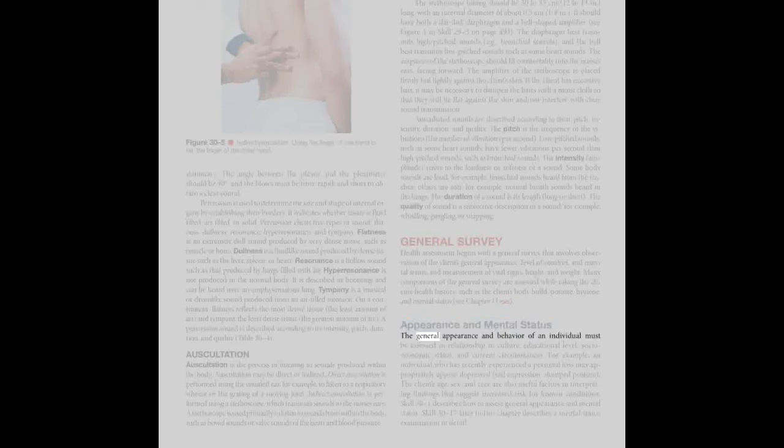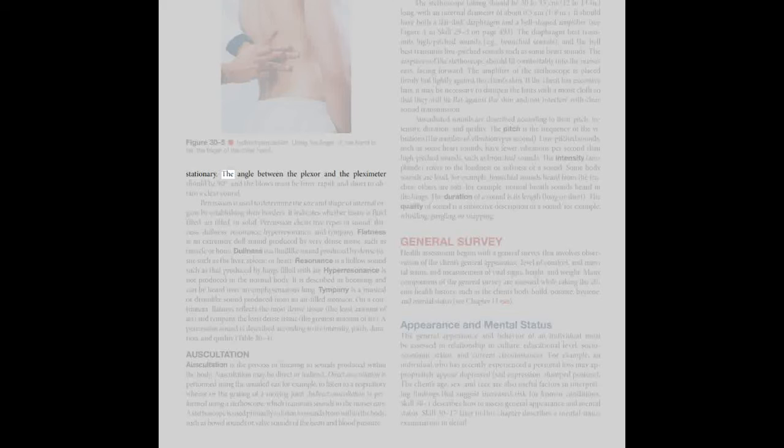Appearance and mental status. The general appearance and behavior of an individual must be assessed in relationship to culture, educational level, socio-economic status, and current circumstances. For example, an individual who has recently experienced a personal loss may appropriately appear depressed, with a sad expression and slumped posture. The client's age, sex, and race are also useful factors in interpreting findings that suggest increased risk for known conditions. Skill 30-1 describes how to assess general appearance and mental status. Skill 30-17 later in this chapter describes a mental status examination in detail.